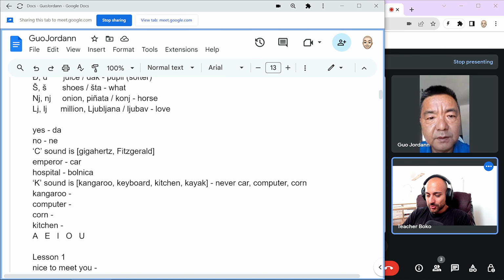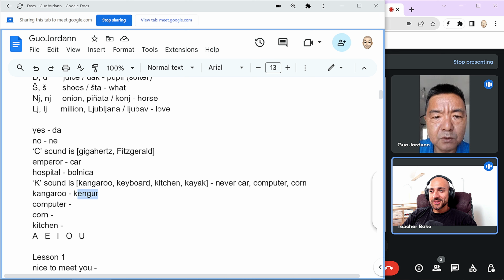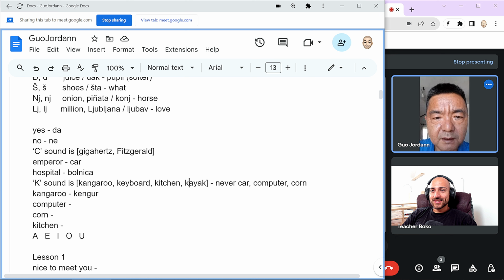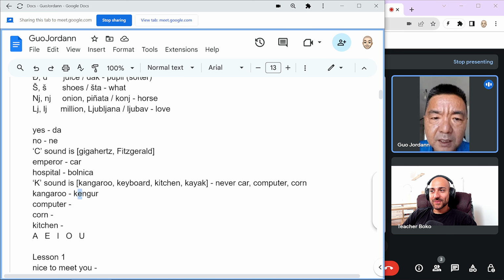It's always K, of course. So you have this animal. Can you try? Kangaroo. Well, that's in English. Can you try in Serbian? Kengur, exactly. Kengur, yeah. So it's always E.